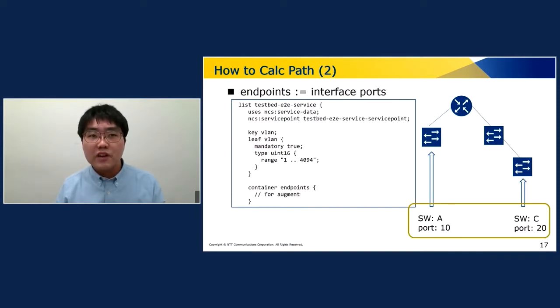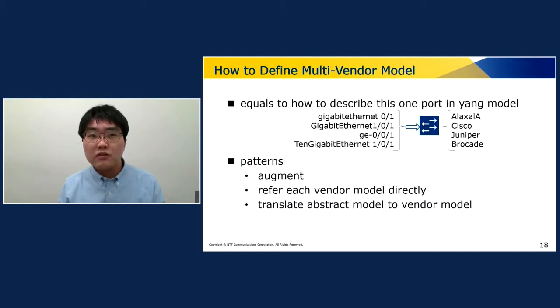Next, we define endpoint model. This is an implementation of endpoint model. It seems very simple, but this model is difficult in multi-vendor network. In multi-vendor network, how should we define endpoint leaf correctly? The problem equals to how to describe this one port in YANG model.